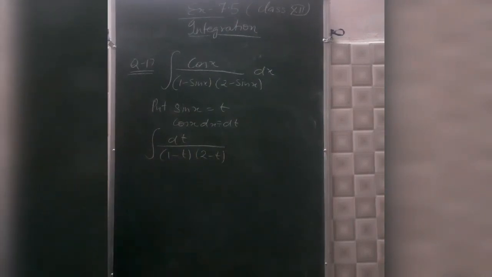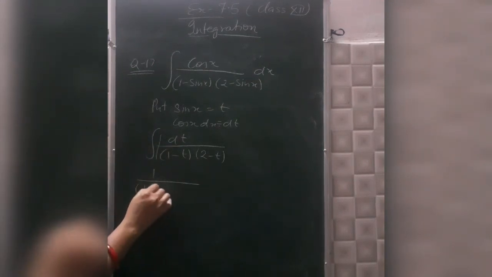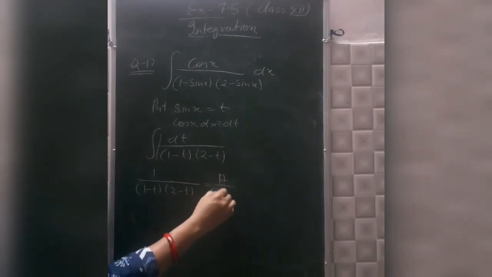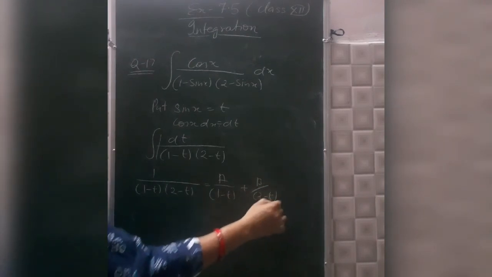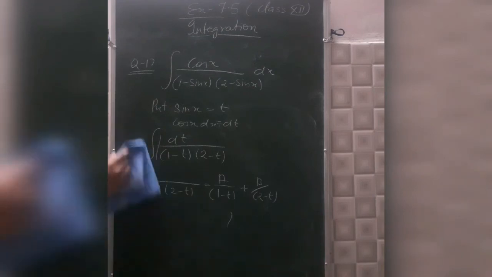Now it becomes just like the previous sum. So this given function, 1 by (1 minus t) into (2 minus t), can be written as A by the first linear factor plus B by the second factor, B by (2 minus t). After that you can simplify it, and in the last step, in place of t you can put the value of t, which is equal to sine x.